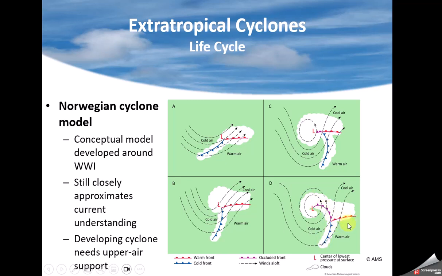Many times after a while, you wind up getting development off of this triple point, and a new low develops. This frequently happens along the east coast of the United States. And that new low may develop in the Carolinas, Georgia, somewhere in there, and then move up the east coast.